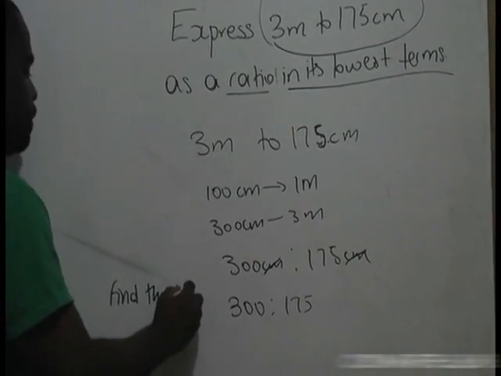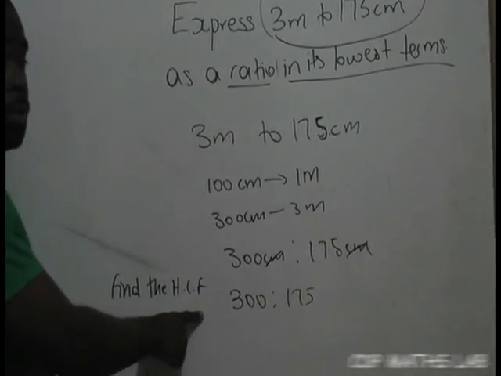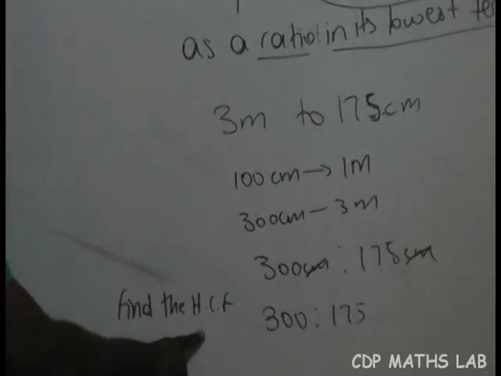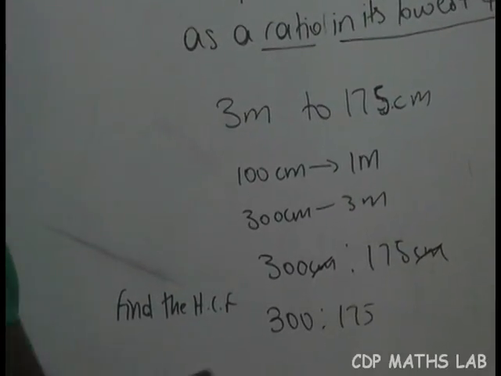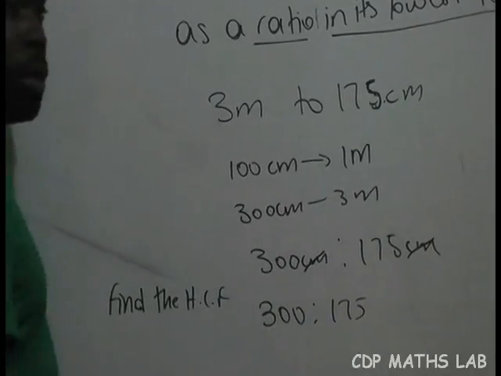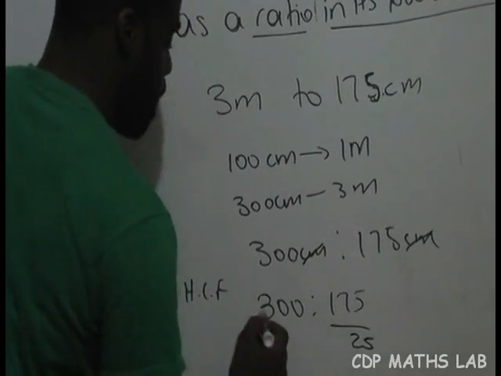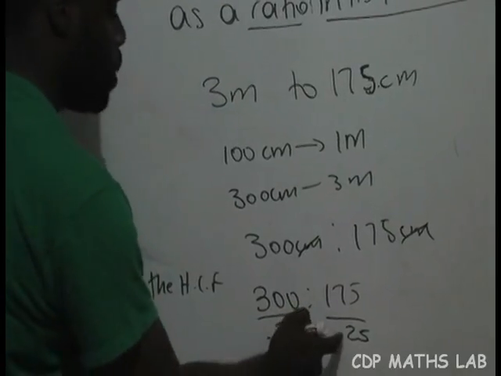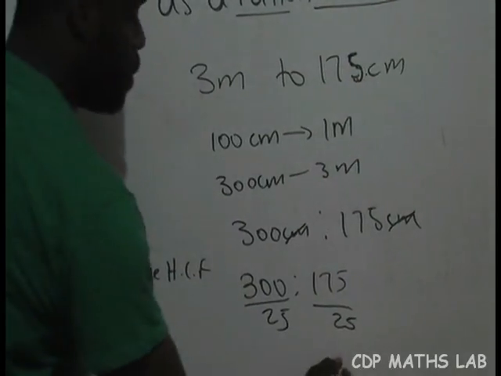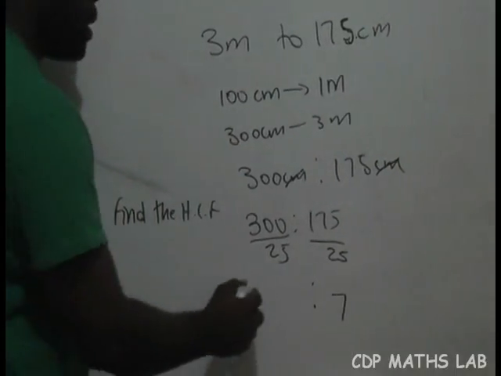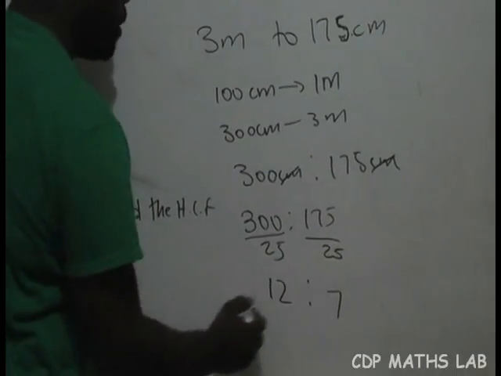and you know how to find factors of a number already, and you know what is common, and you know what is the highest. So the highest common factor of both numbers is 25. So 25 into 175 goes 7 times, and 25 into 300 goes 12 times.